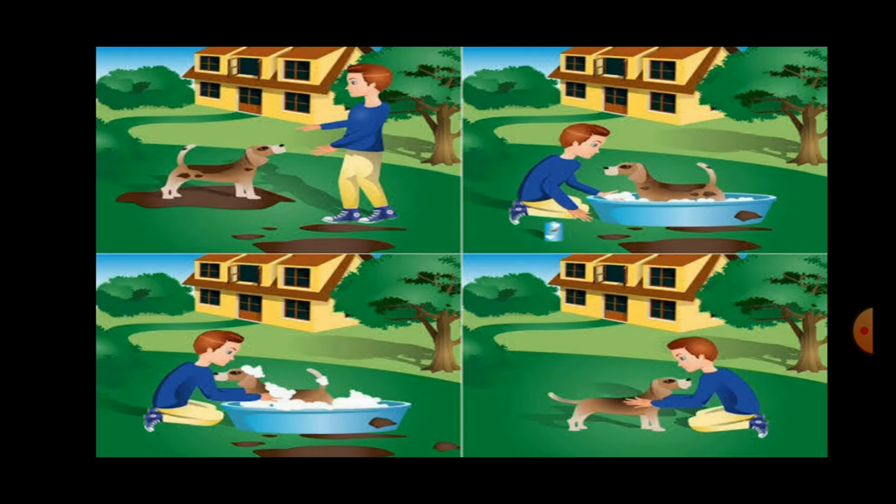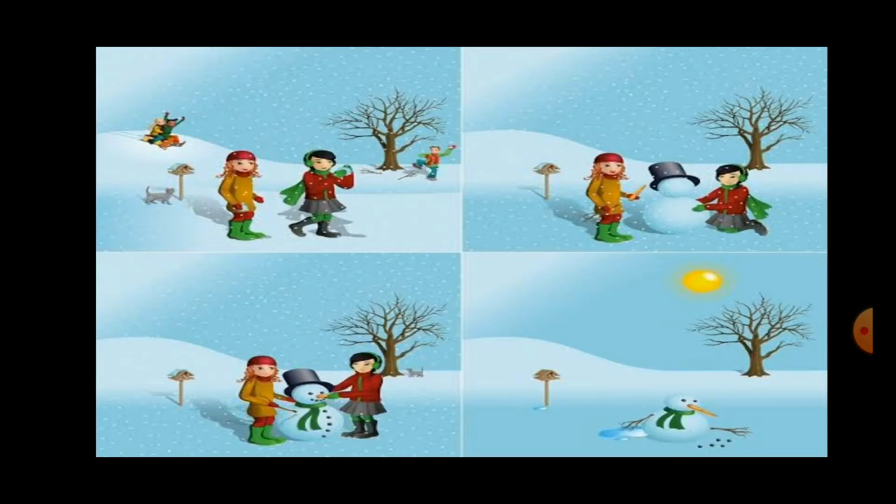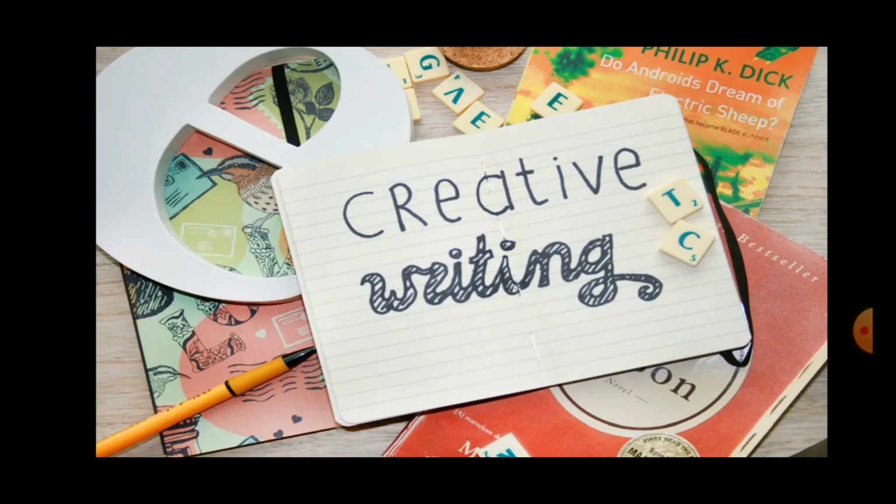Have you ever created any stories? Did you tell stories to anyone? Do you write stories? How can you write stories? By thinking, imagining something new, visualizing in a different way, and creating a story. That is creative writing. Now, our topic is creative writing.